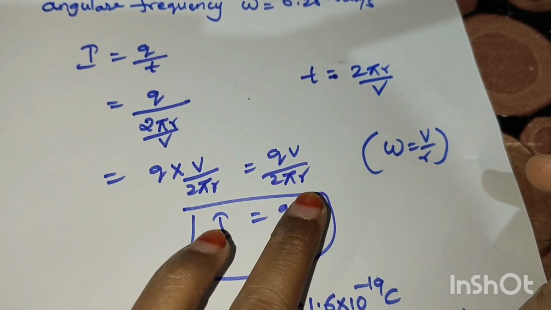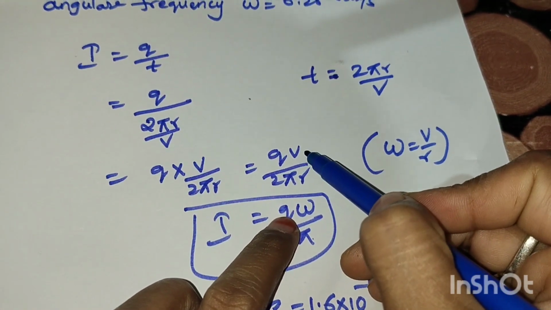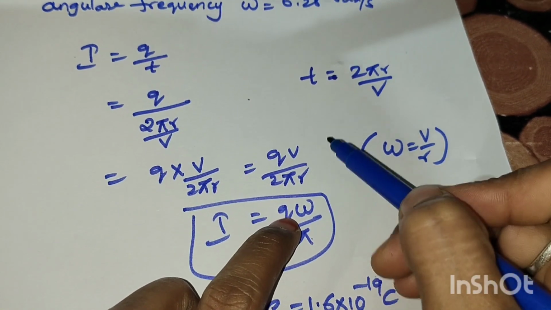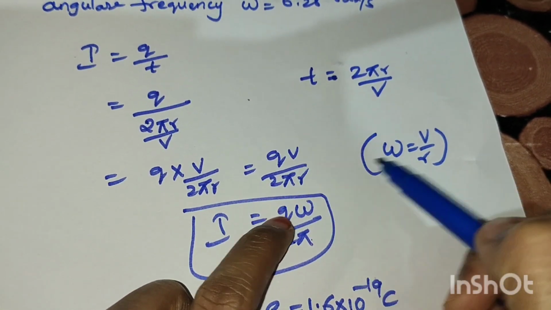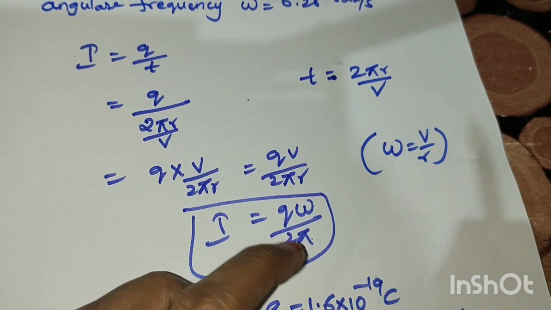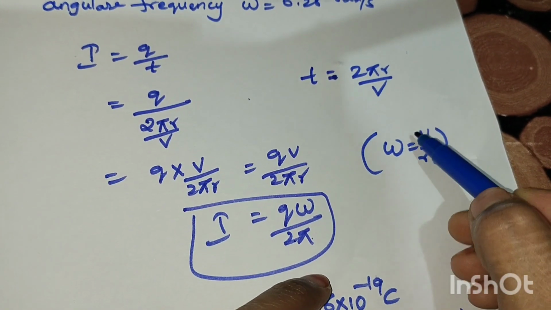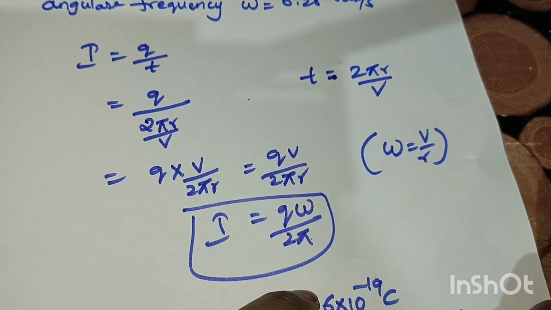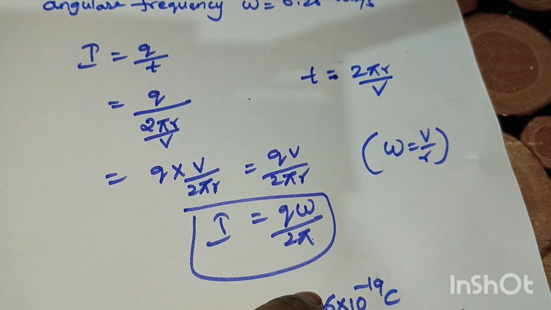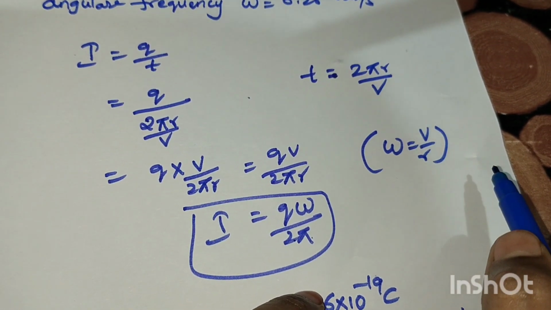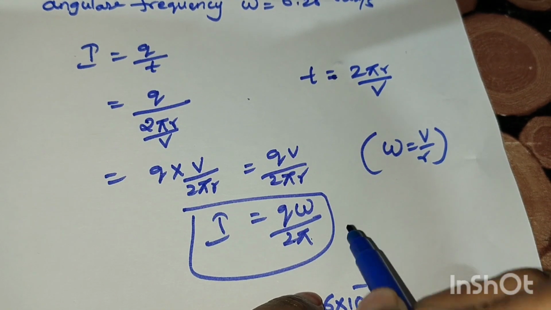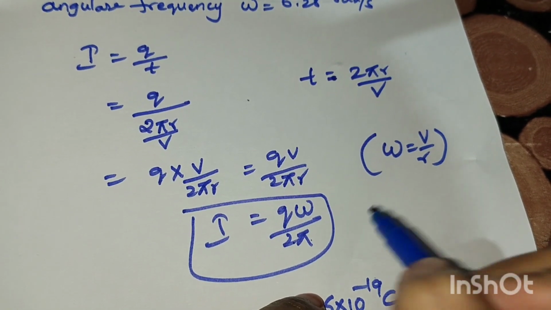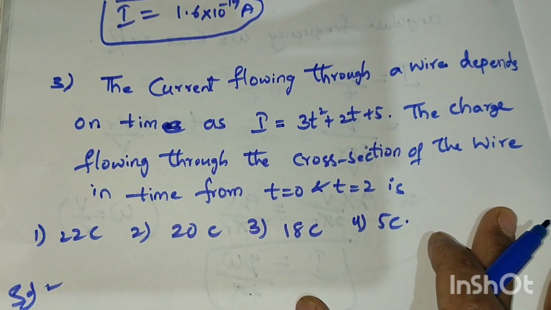If they have given the value of V, that is velocity, and the radius, then you can take the formula as QV by 2 pi R. But they have given angular frequency, so V by R value is omega. So Q omega by 2 pi. If you have any doubts on this formula, I have explained this in the previous class. Just go and watch that video, then you can easily understand the formula I am using here.